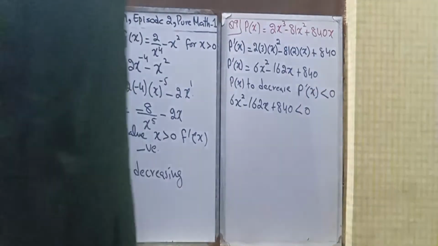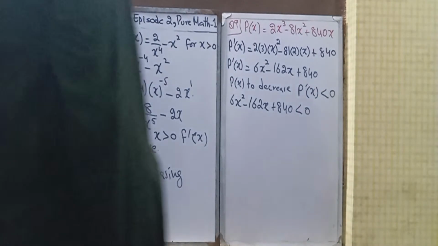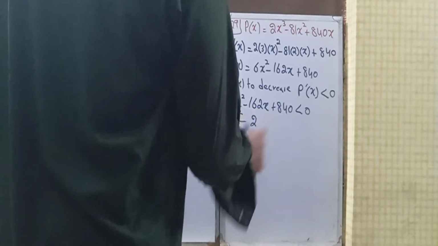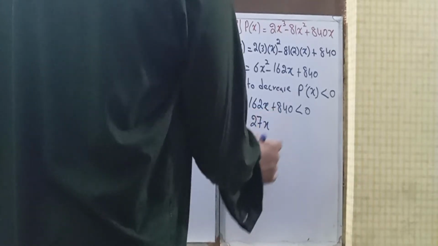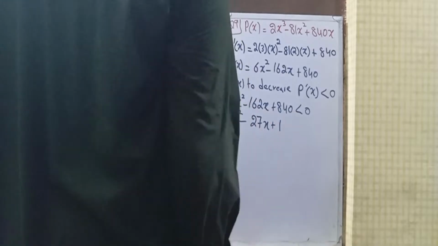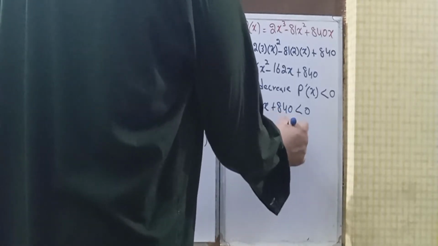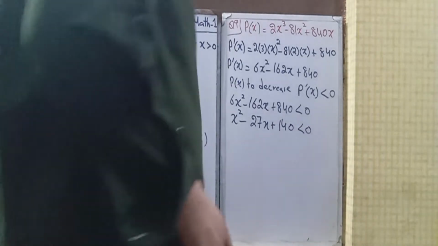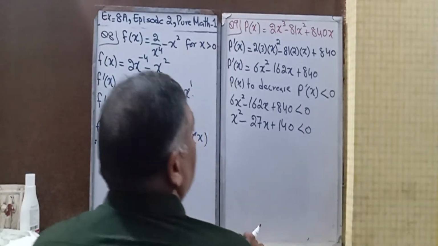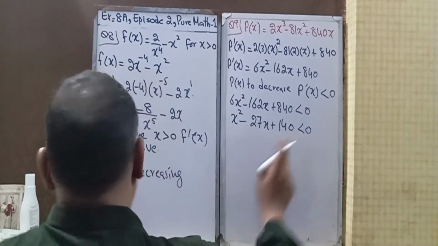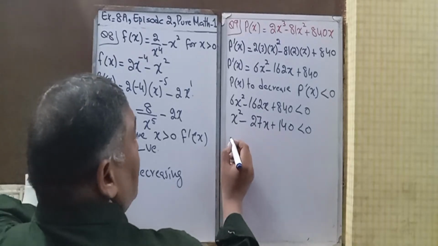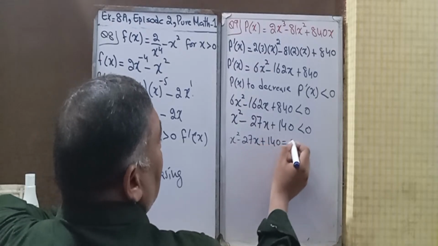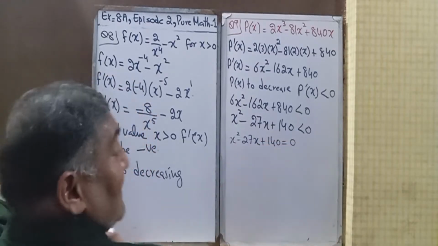Divide everybody by 6. So this will become x squared minus 27x plus 140, less than 0. Okay, so I just wanted to find out the x-intercepts here. So let me write x squared minus 27x plus 140, so you do not get confused with it, equals to 0. I'm trying to find out the x-intercepts.